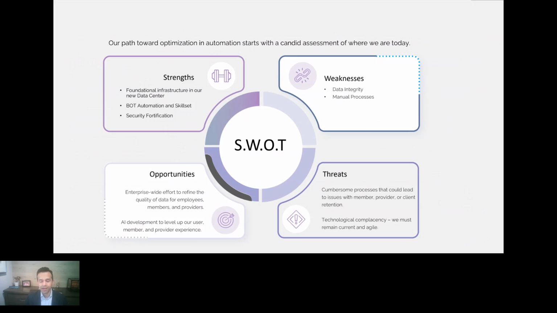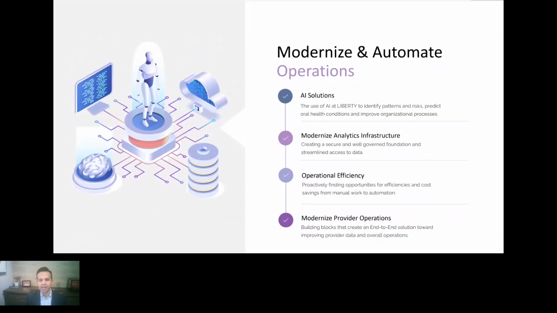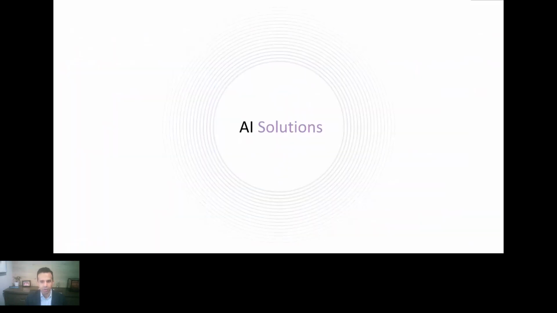Data integrity, because data governance, data integrity is huge. From a threats perspective, cumbersome processes that would lead to issues with member, provider, client retention, technology complacency, that kind of a thing. All right. So this is our journey in the sense when we say we modernized and automate our operations. So I'll go one by one.